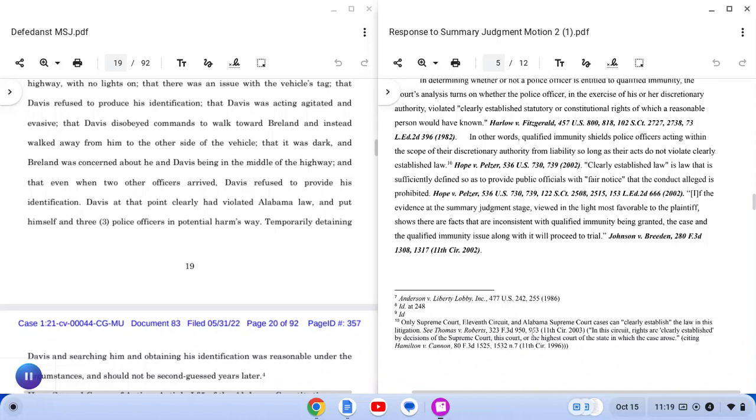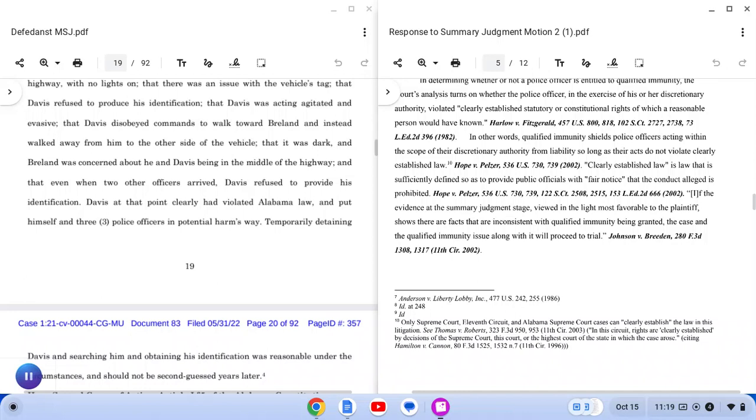Anyway, in this circuit, rights are clearly established by decisions of the Supreme Court, this court, or the highest court of the state in which the case arises. Just so y'all know, that's how clearly established law is established, if that makes sense.